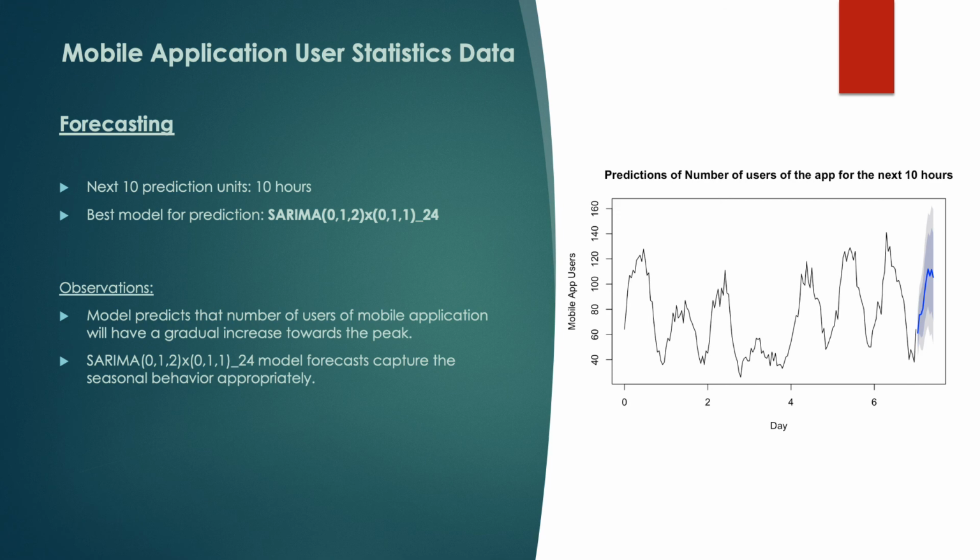We forecast the next 10 time units, which in this case are the next 10 hours, using the selected model. The forecast shows that the number of users will gradually increase and reach the peak level. The forecast captures the seasonal behavior perfectly, which also is another indicator that the model is adequate for this time series.